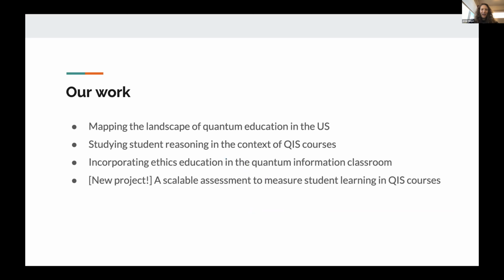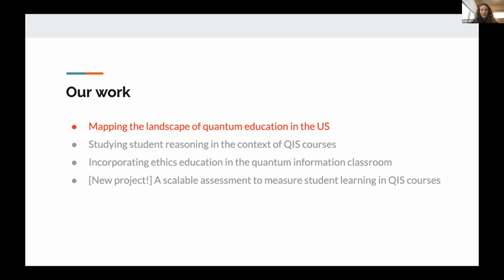So I'm just going to talk about a handful of different initiatives we've been working on with our group, though there are many others. But I'm first going to start out with some broad work we've been doing mapping the landscape of quantum education in the US. Then I'm going to be focusing more on some specific projects like studying student reasoning in the context of quantum information science courses, incorporating ethics education in the quantum information classroom, and I'll give a little bit of an explanation of what that means. And finally, a new project we're working on that's like a scalable assessment to measure student learning in these courses and why this is valuable.